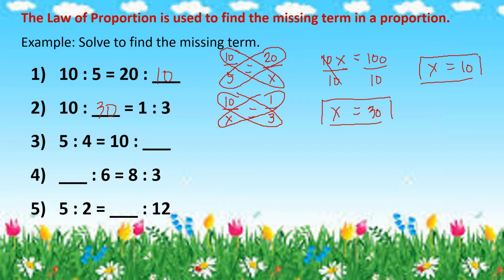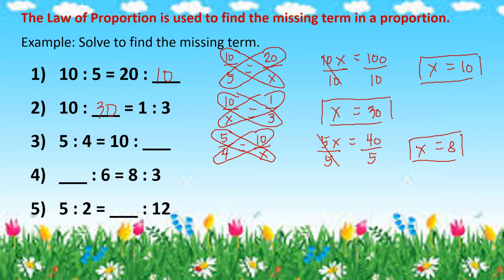Number 3, 5 is to 4 is equal to 10 is to x. Cross multiply, we have 5x is equal to 4 times 10, 40. Divide both sides by 5. Therefore, x is equal to 40 divided by 5 is equal to 8. So, the missing term in the given proportion is 8.